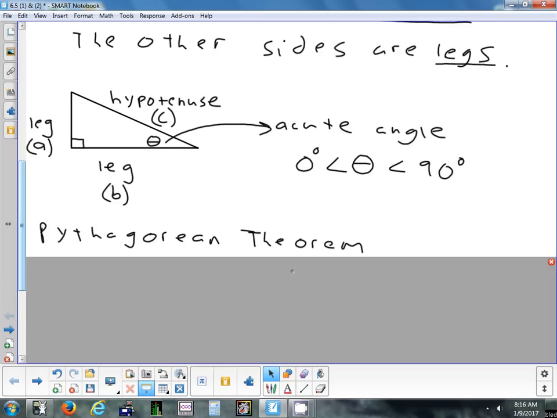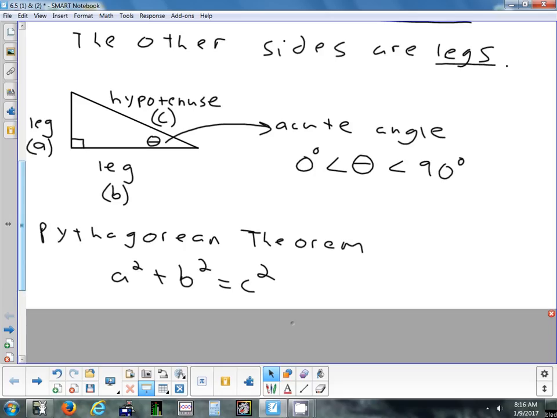What is that theorem? A squared plus B squared equals C squared. All right, so the formula a lot of times is a squared plus b squared equals c squared. Can you explain what that means in words, though, without using variables? If you square both the legs and add them together, it equals the hypotenuse squared.